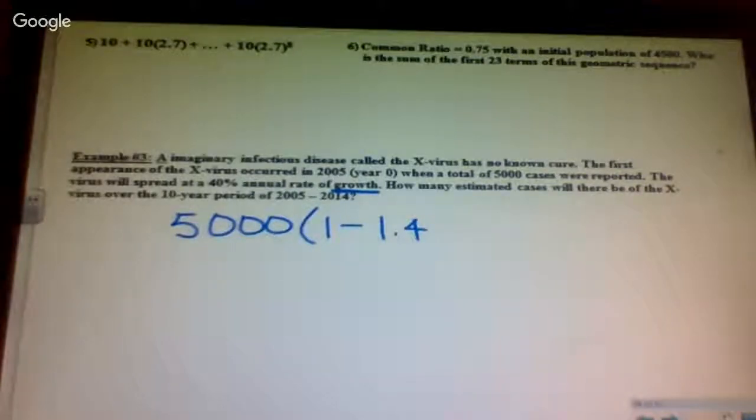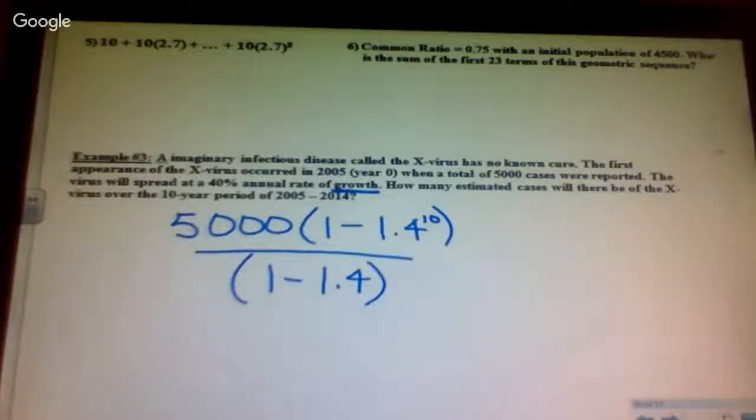Okay, so we're trying to find the sum. What is my starting number? 5,000. What is my constant rate? 1.4. It is growing, so it's higher than 1. So 1.4. How long is this happening for? 10 years. Divided by 1 minus 1.4. And you should get a grand total of 349,068 cases.